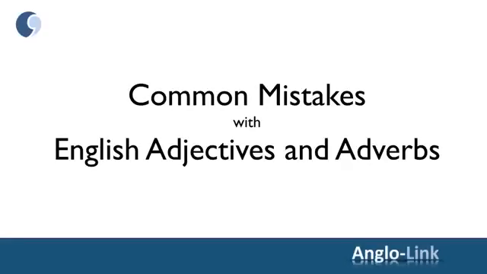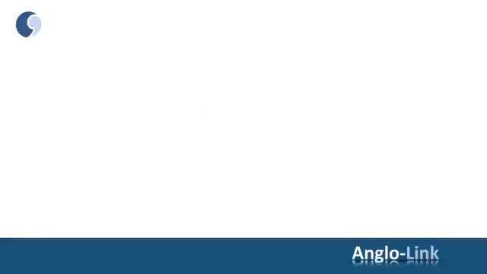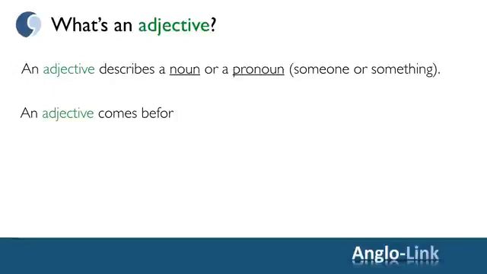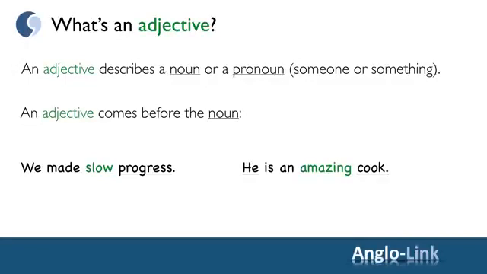Common mistakes with English adjectives and adverbs. Before we start looking at the common mistakes, let's have a quick review of what adjectives and adverbs are and how we formulate them. Let's start with adjectives. What's an adjective? An adjective describes a noun or a pronoun, someone or something. And an adjective usually comes before the noun. For example, we made slow progress. Or, he's an amazing cook.